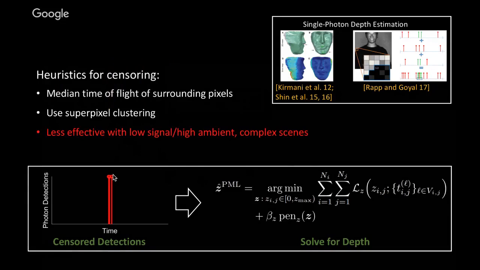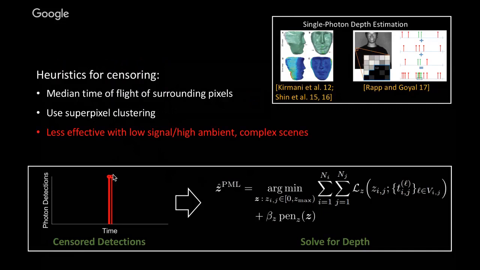Now, the techniques that have been proposed first by Kirmani et al. and follow-up work by their group involve a number of different algorithms that tend to be very heuristic, and they can often fail depending on the amount of signal that's coming back and the amount of ambient light that's present. And it's because it's a very challenging problem. You have, in extreme cases, lots of ambient photons to deal with, and you're trying to maybe identify just one photon of laser light that's coming back to your sensor.